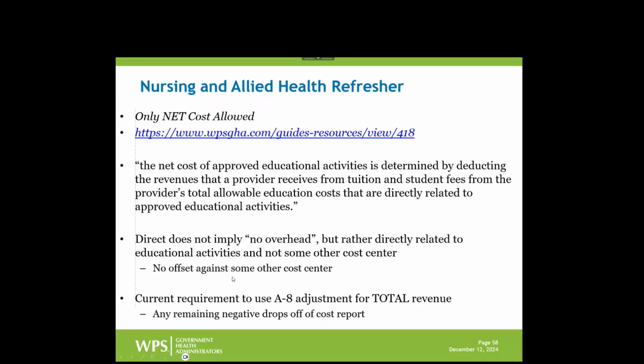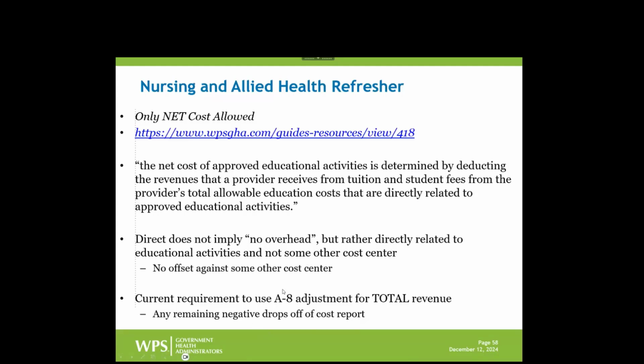In other words, we're not offsetting revenue against any other cost center. That's the point. If you happen to have excess tuition revenue well above your costs, sometimes it happens, most of the time not, we're not going to take that excess revenue and offset it against other Medicare cost centers. That's the point. Right now, the requirement that CMS has hammered down is that we have to use A8 adjustment to offset the total tuition revenue against the line 20 or 23 cost centers, whichever one they relate to, for that program.